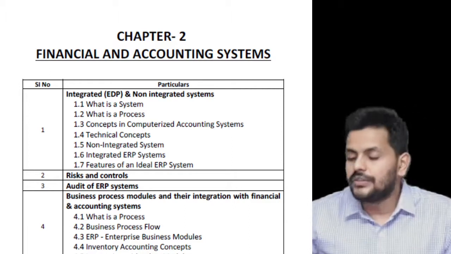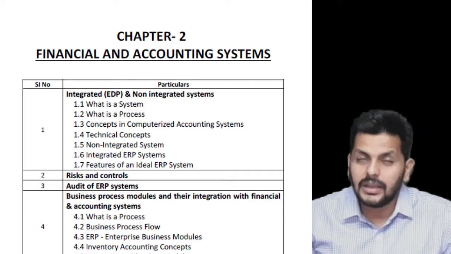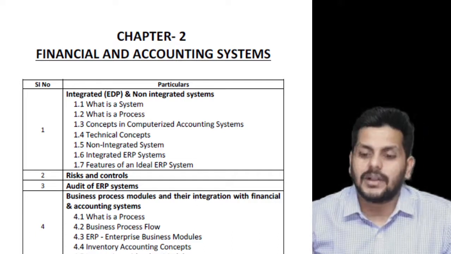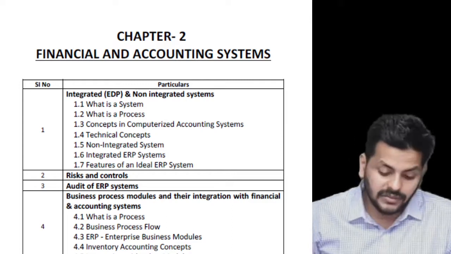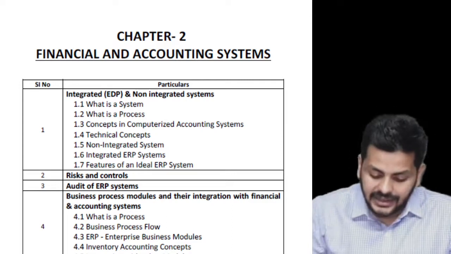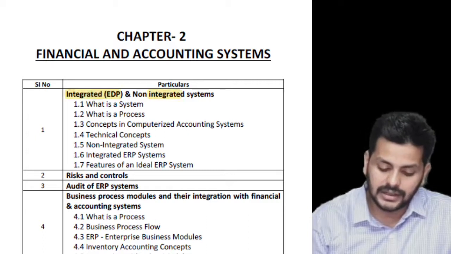If you want to use individual systems for doing certain tasks, you can do that. But if you want to use one system or one software for all, that also is quite possible, which is the theme of this chapter, called integrated or EDP. As you see there, integrated, non-integrated systems.